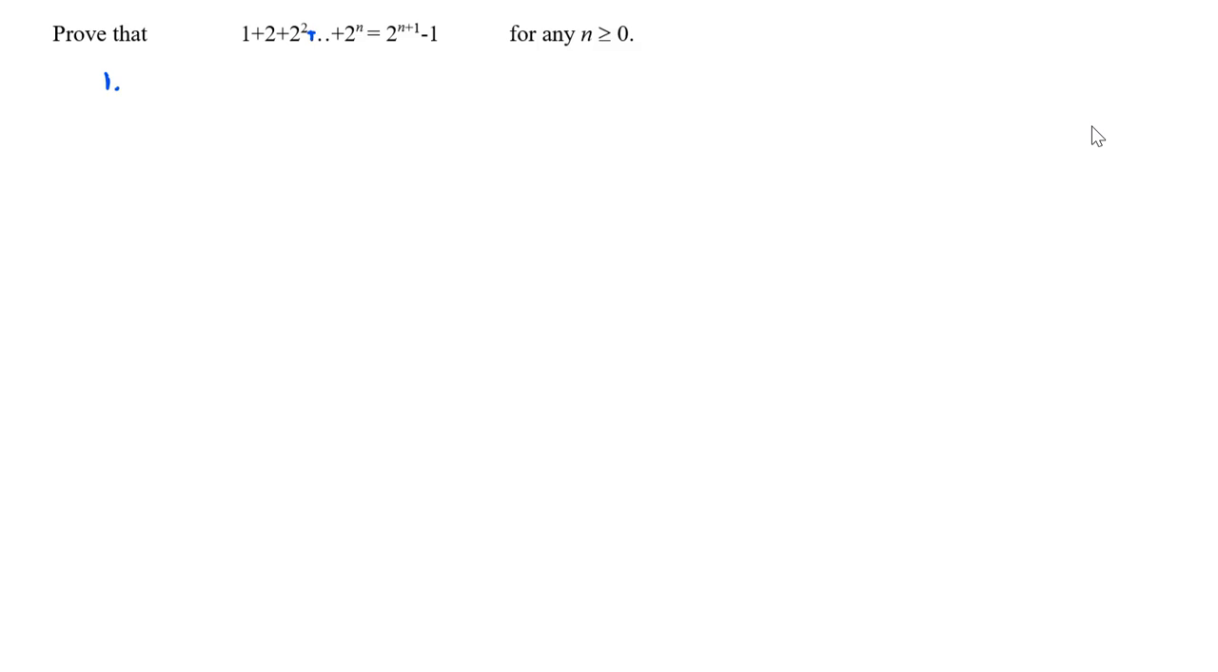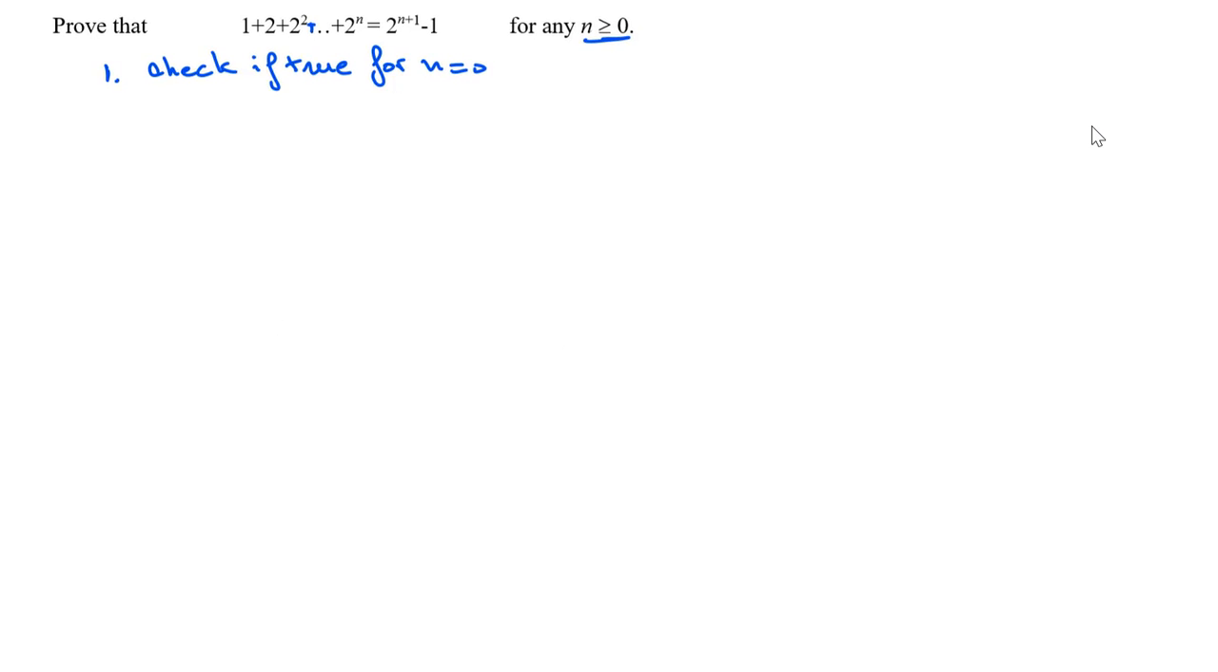First I'm going to check if it's true for the base case, which is n equals 0. I have n starting at 0, so you replace n with 0. So you get 2 to the power of 0. Is this really equal to 2 to the power of 0 plus 1 minus 1? Let's see. 2 to the power of 0 is 1, and this will be 2 minus 1, which is also 1. So it works. We checked the base case n equals 0.